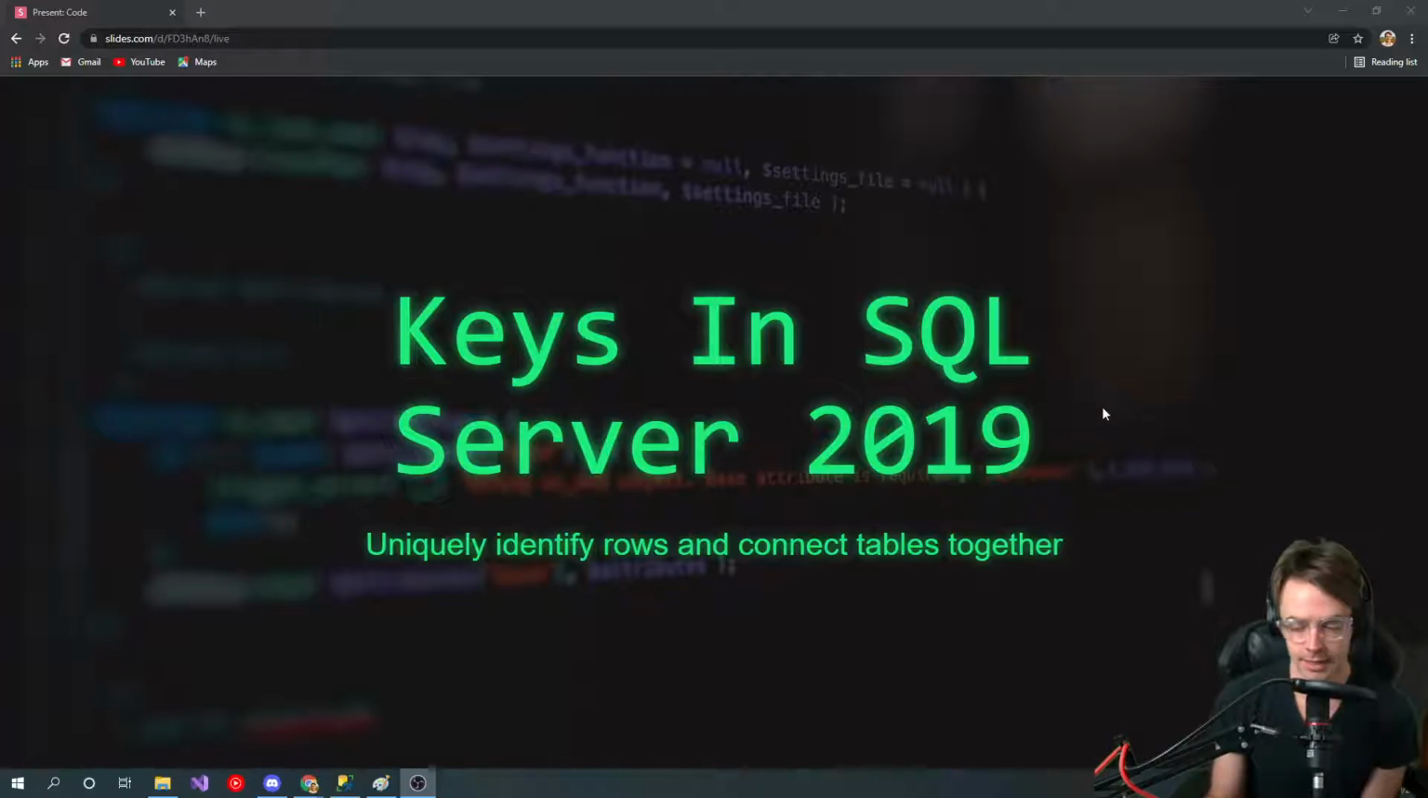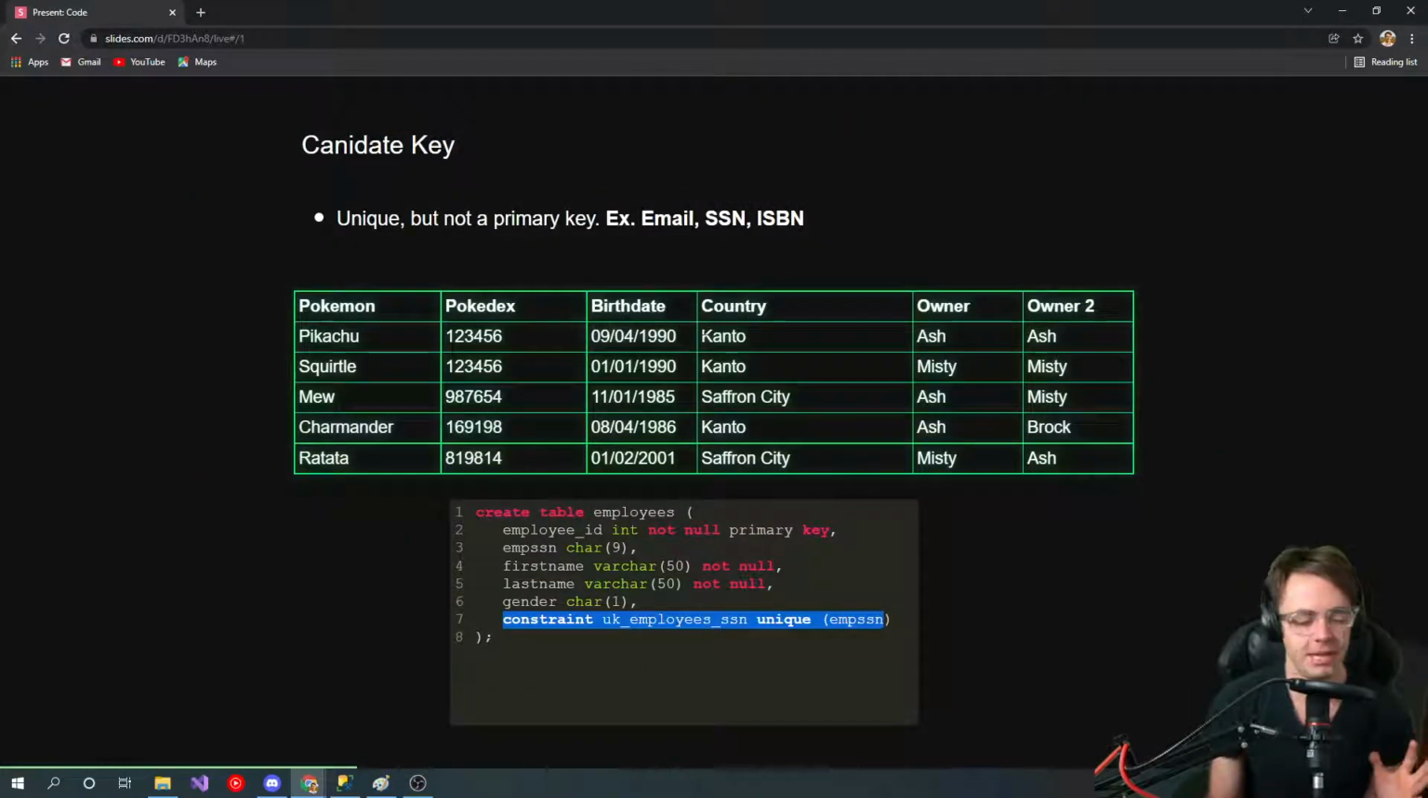There are so many different keys, but in SQL Server I think it's really pivotal to understand the primary key and the foreign key, which I'm going to talk about in a second. The candidate key is also very important. A super key is literally anything that's unique, but a candidate key is the same thing, a little bit more specific. A candidate key is unique, but it's not a primary key.